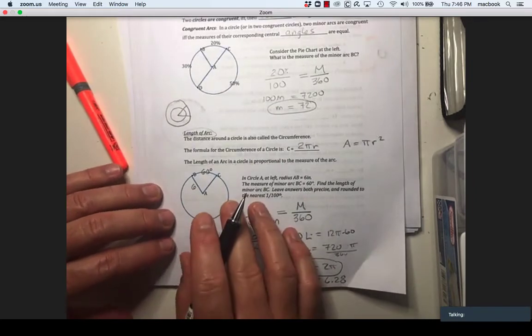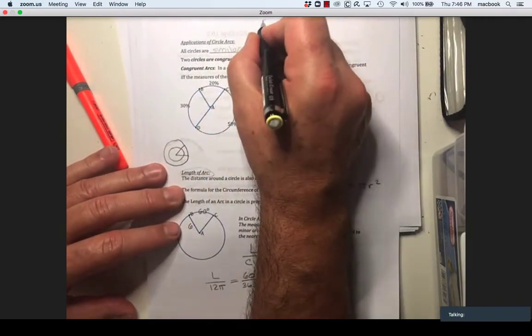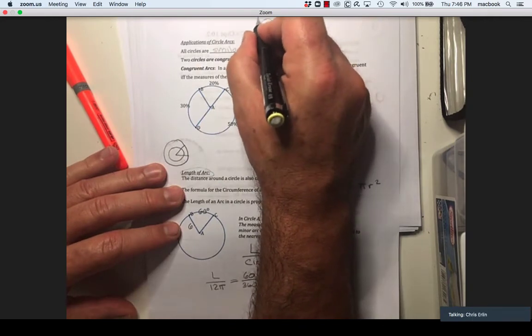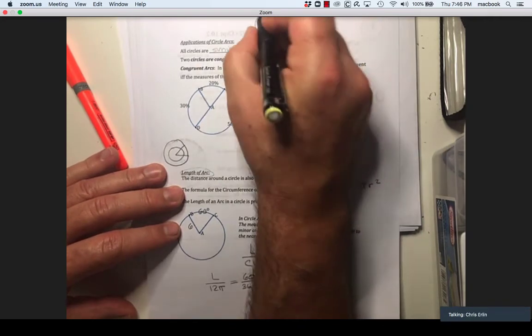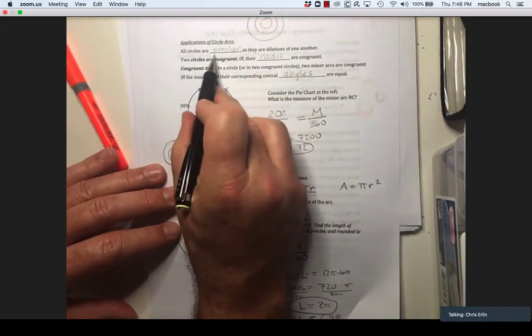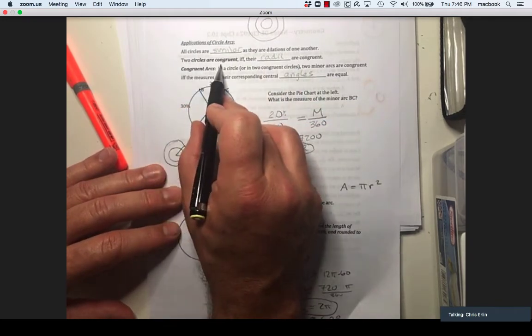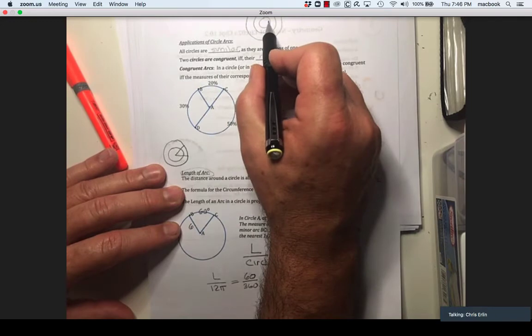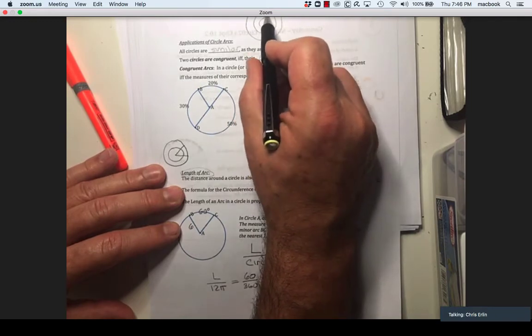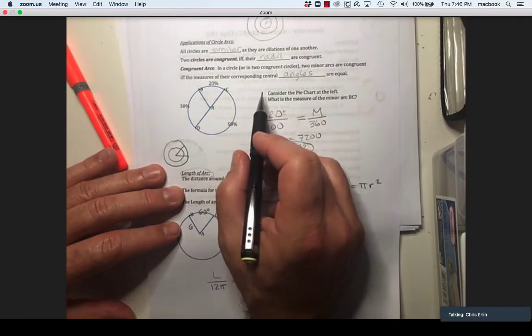A couple more parts of 10.2. Since a circle, no matter how big it is, is the same shape, just a larger or smaller version of it, effectively they're all similar. They're dilations of one another. We learned about that 2 units ago. Two circles are congruent if and only if their radii are congruent. If they've got the same radius, then they're going to be congruent circles. But if they've got different radii, they're just similar.